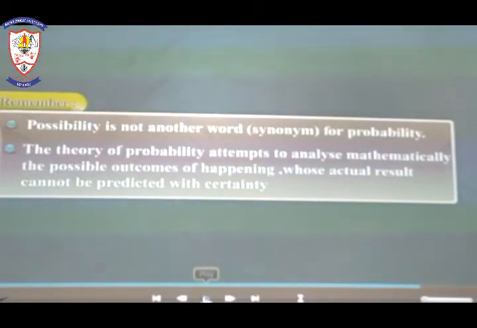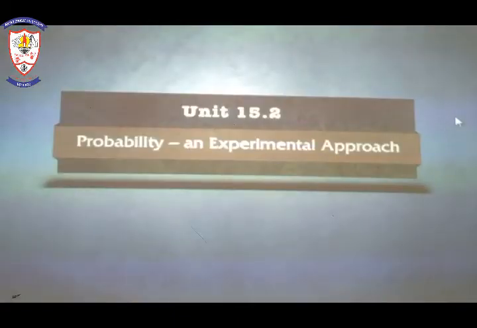Some points here are to remember. Possibility is not another word for probability. The theory of probability attempts to analyze mathematically the possible outcomes of happenings whose actual result cannot be predicted with certainty. Now students, we will see the experimental approach of probability.